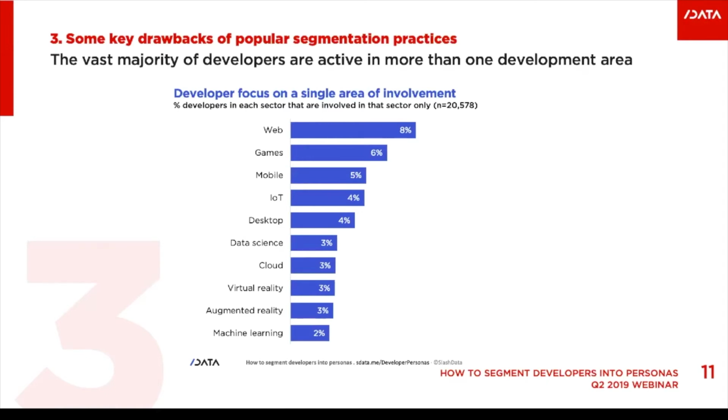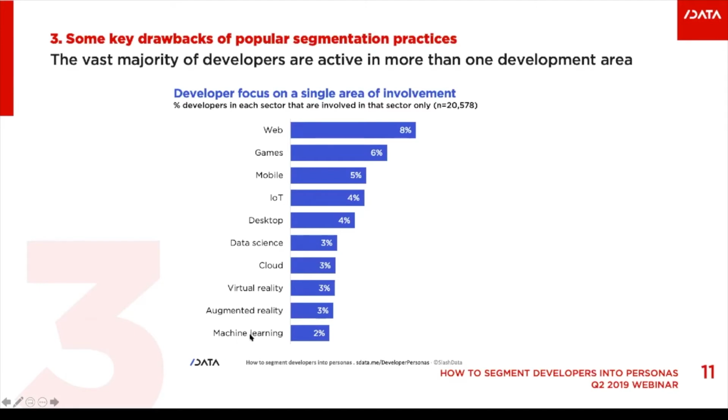Simple example, somebody has a backend in the cloud, right? And they have, say, a mobile front end, and they have an ML algorithm as part of their product, their app. Okay, so they're active across 3 sectors in this example. What I'm showing you here with this graph is how focused developers are within each of these sectors. And even for web, which has the more loyal developers, let's say, only 8% of web developers are only into web. 92% are all doing something else.